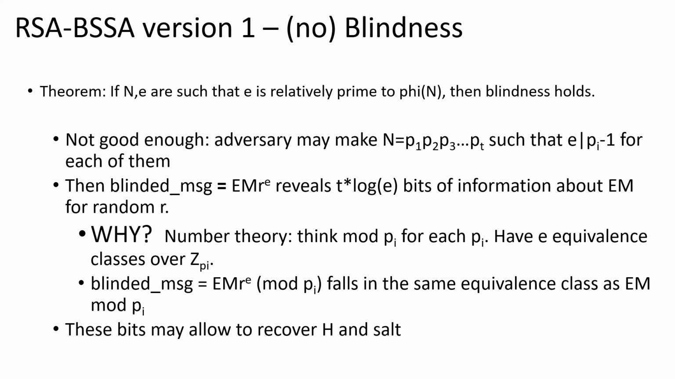So you blind this EM by multiplying it with R to the E for a random R, but if you think of it as equivalence classes, it still lives in the same equivalence class modulo each p as the original EM. So those bits are leaked information theoretically. We don't know if there's any way for this adversary to actually recover them if he prepared n this way. I mean, he can recover them, sorry, if you can use them somehow.